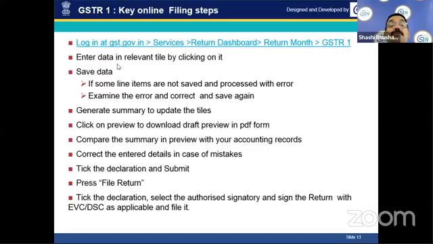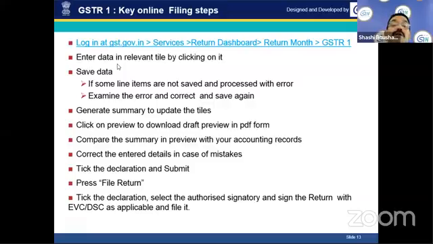Now the key steps in online filing you must be familiar with, but I will again go through them one by one before coming to the issues. One has to log in, come to the GSTR 1 page through the navigation dashboard, select the return month, and enter data in all the different tiles. All the different sections are visible as tiles. One has to click that tile, enter data in it, and then save data.